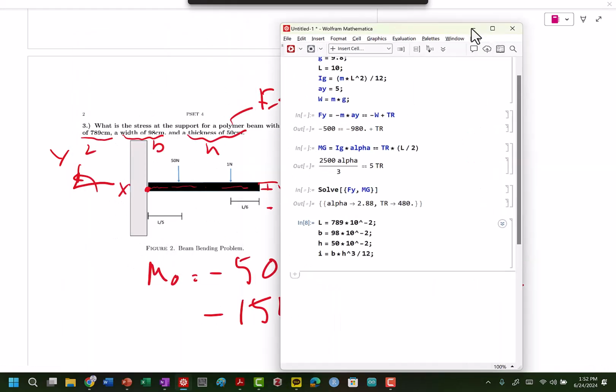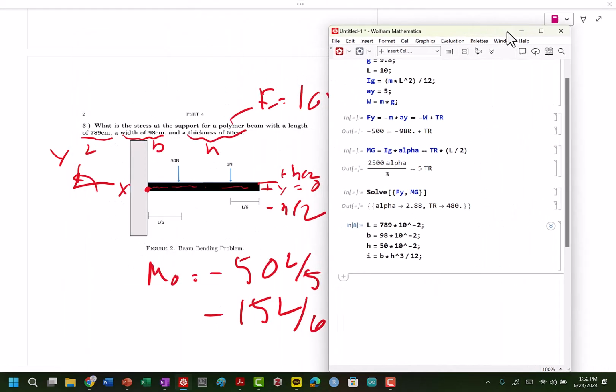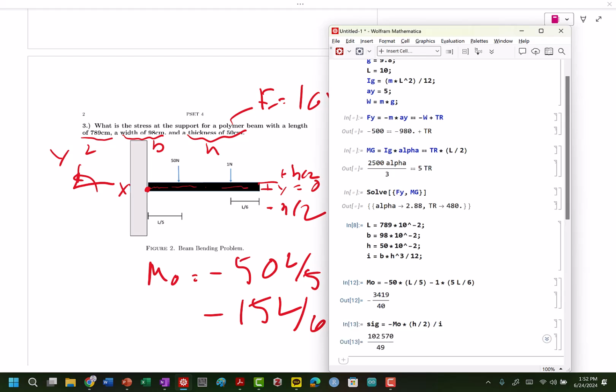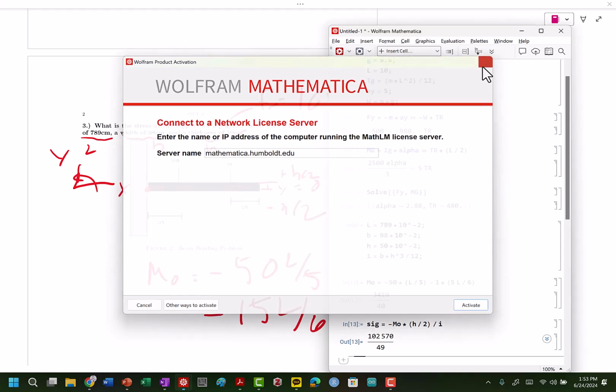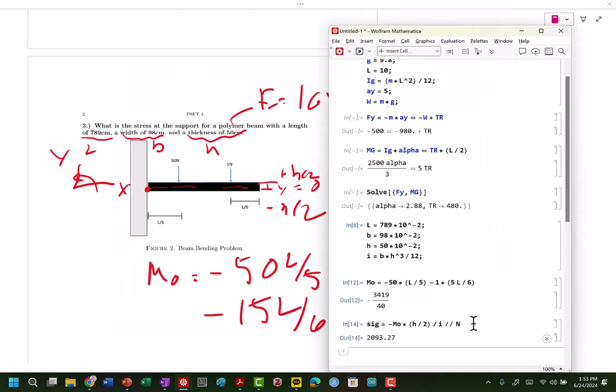Let's bring this over. So we're going to get M naught is equal to minus 50 times L divided by 5 minus 1 times 5L divided by 6, and then sig equals minus M naught times, let's go to the top of the beam first, divided by I, and we see that this value is positive.